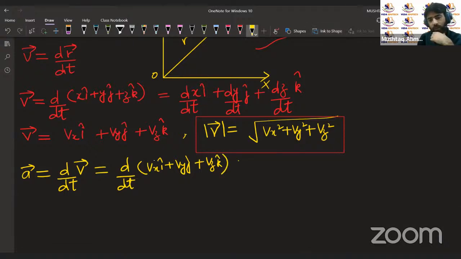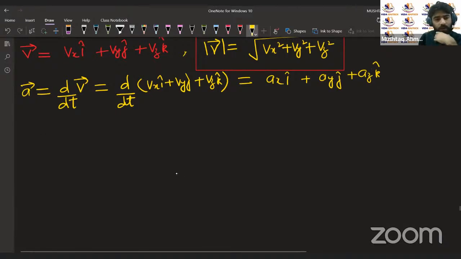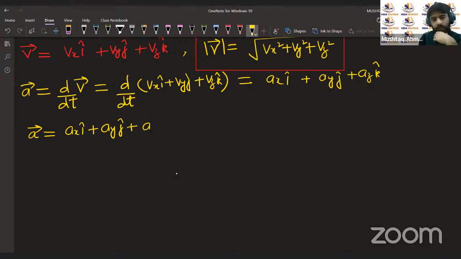So this will be our acceleration, or we can say that dvx over dt is equal to ax i cap plus ay j cap plus az k cap. So we can rewrite it as: a is equal to ax i cap plus ay j cap plus az k cap. This is our acceleration.